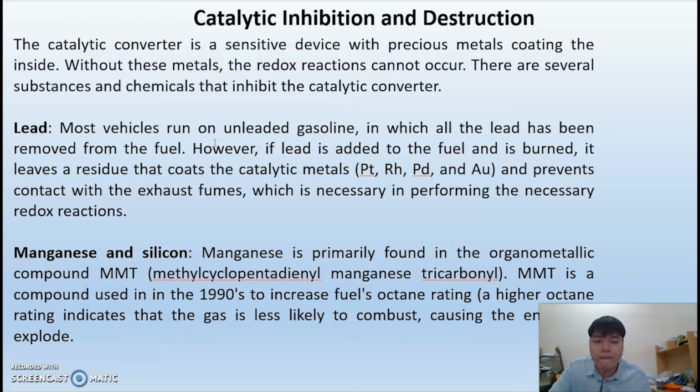Next are manganese and silicon. Manganese is primarily found in the organometallic compound MMT. MMT is a compound used in the 1990s to increase the fuel octane rating. A higher octane rating indicates that the gas is less likely to combust prematurely, causing the engine to knock.